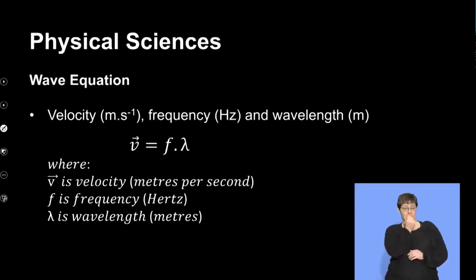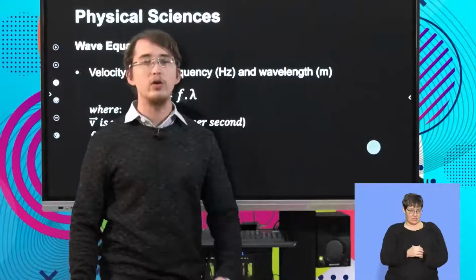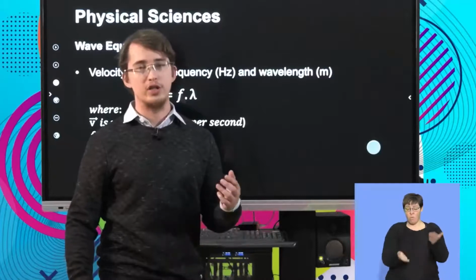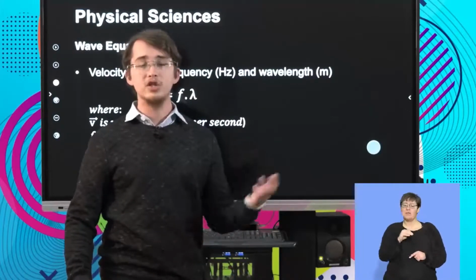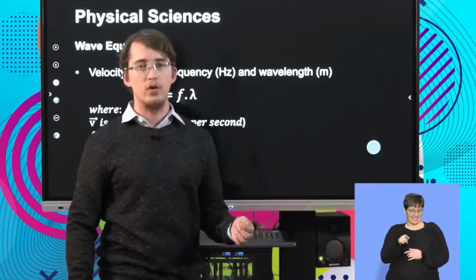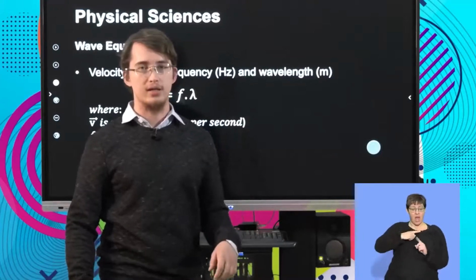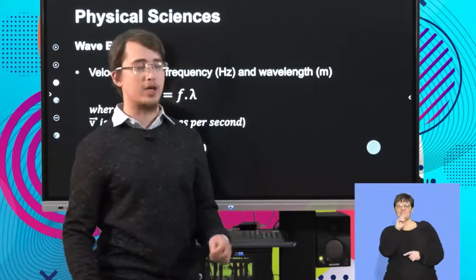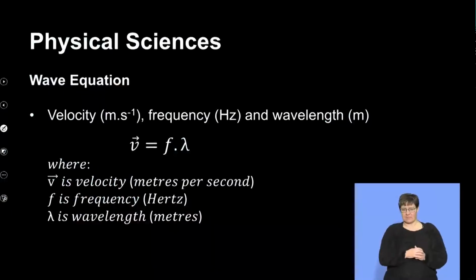In our understanding of waves, we've already looked at the wave equation. We already know that the wave equation is a means to calculate the velocity of a wave when we have its frequency. Let's go to the board for a bit more information. In the wave equation, as I said, we are able to calculate the velocity of a wave by taking the product of that wave's frequency and its wavelength.